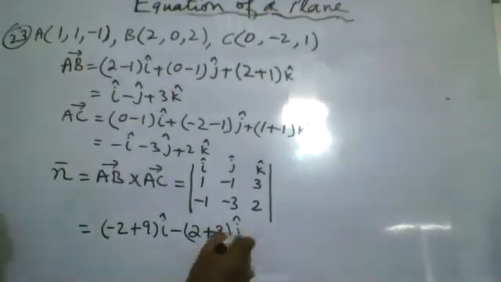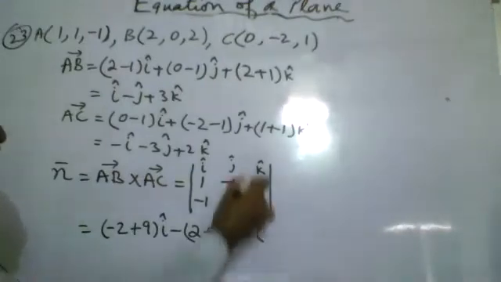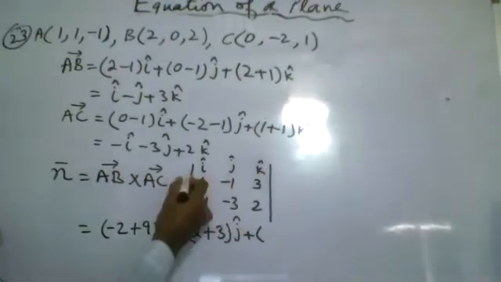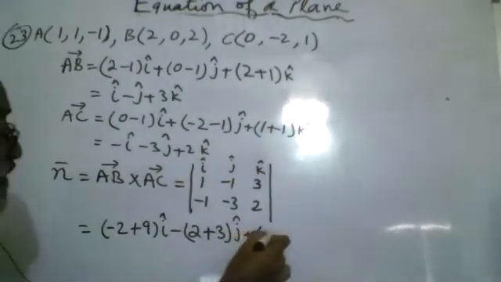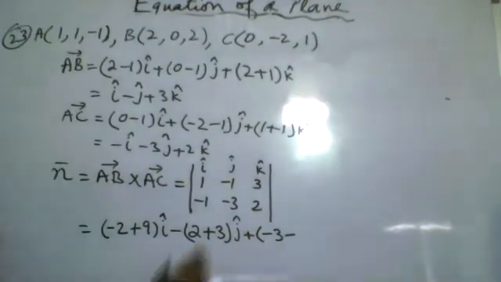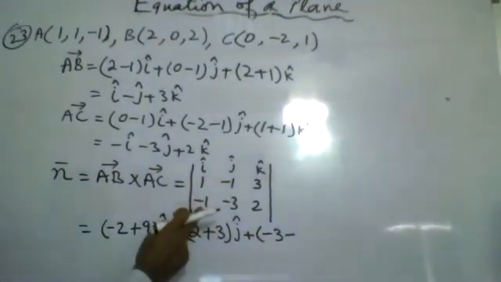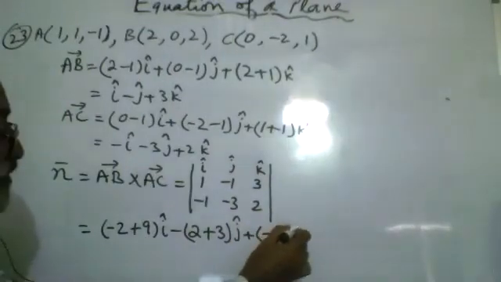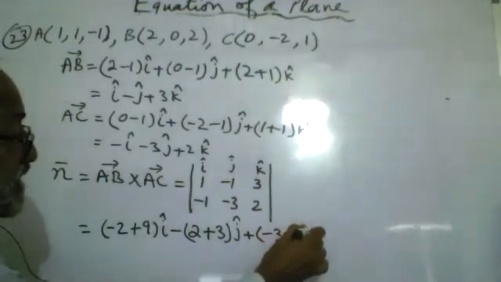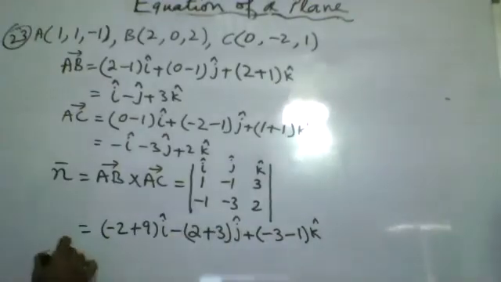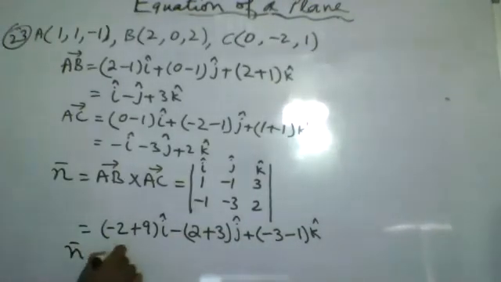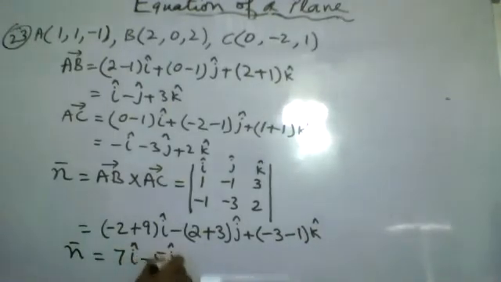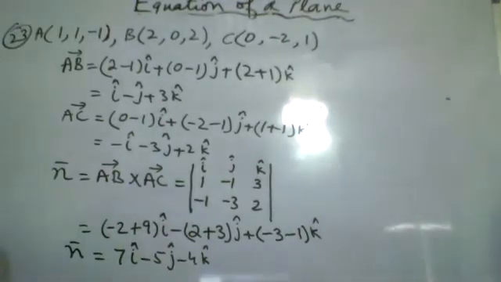Okay. Plus, now we'll take K. This row and this column will be left. 1 into minus 3 will be minus 3. Minus 1 into minus 1 will be plus 1. Plus into minus will be minus. This is K. So n will become 7I minus 5J minus 4K. This is the vector n.